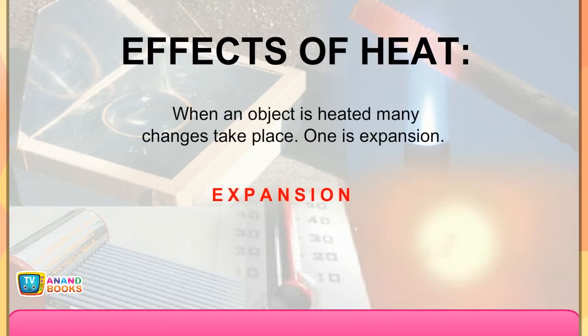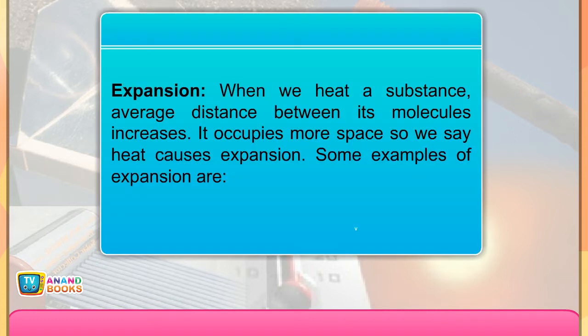Effects of heat. When an object is heated, many changes take place. One is expansion. Expansion. When we heat a substance, average distance between its molecules increases. It occupies more space, so we say heat causes expansion.